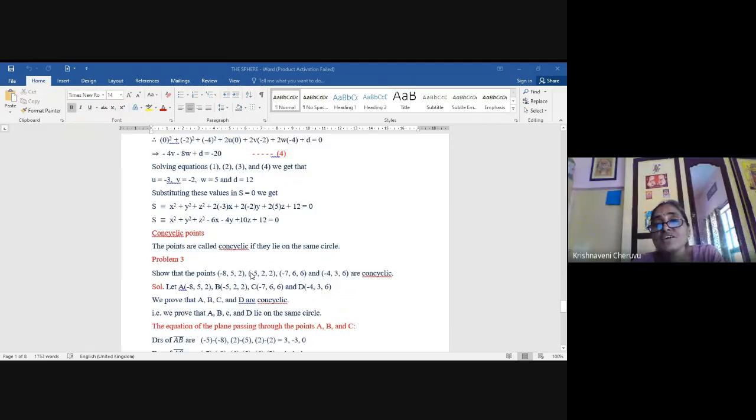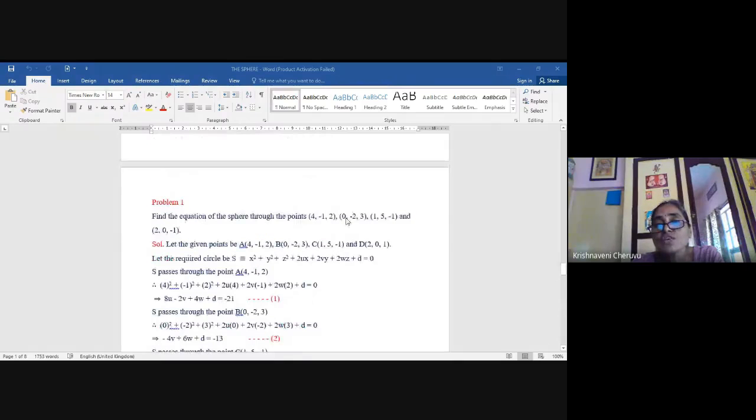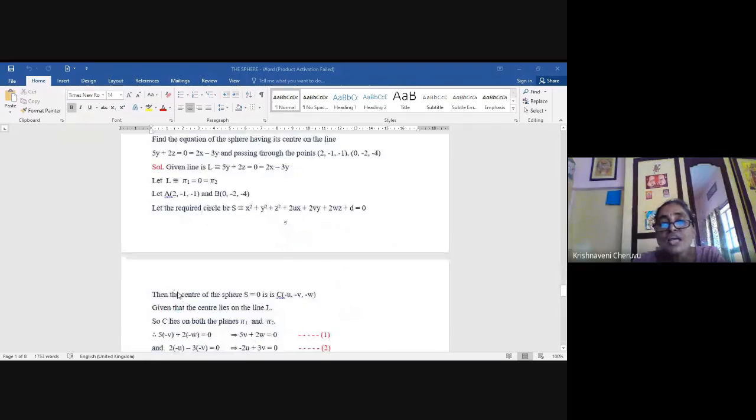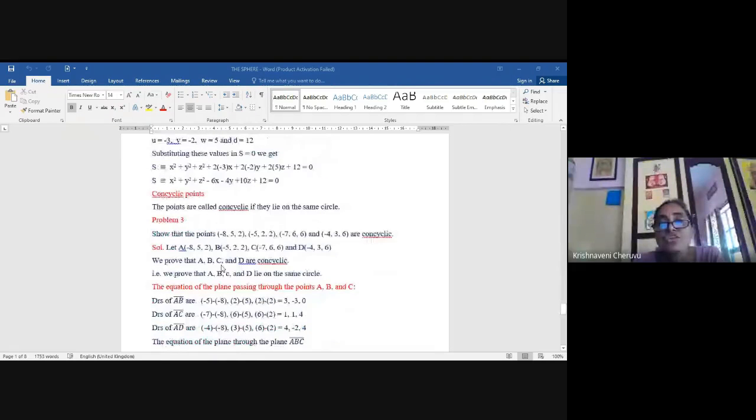Just now I told you in the first problem how to find out the equation of the sphere passing through 4 points. Like that, you find out the equation of the sphere passing through the 4 points O, A, B, C. Understood, girls? First, you find out the equation of the plane passing through 3 points A, B, C. Then you find out the equation of the sphere passing through the 4 points O, A, B, C. Don't touch D. Okay.